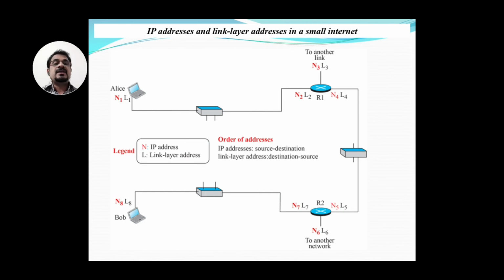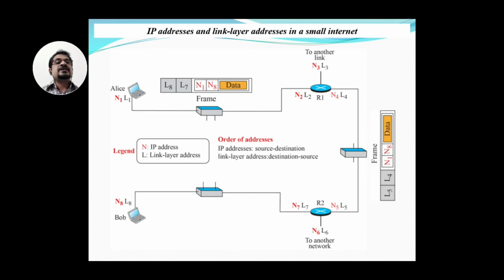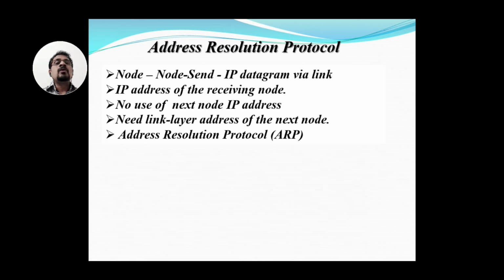This is how the IP addresses and link layer addresses help the nodes move the data from one node to another. Only the link addresses change until the data reaches the destination node. Now, sometimes the link address may not be known by the previous node. In that case, the address resolution protocol helps the nodes move the data from one node to another.